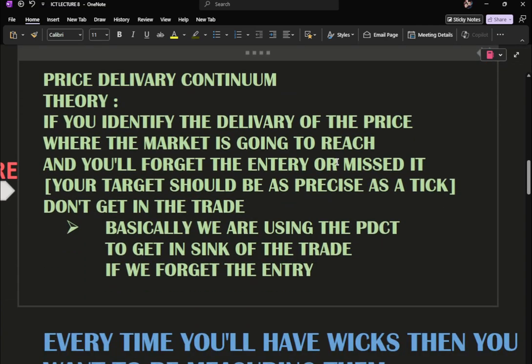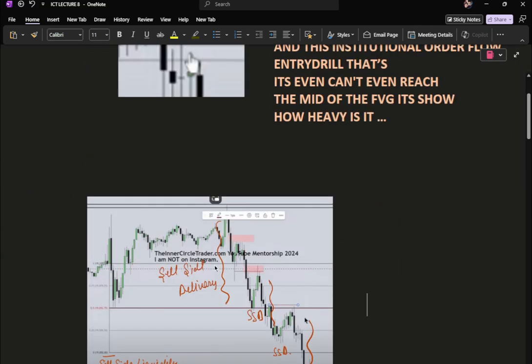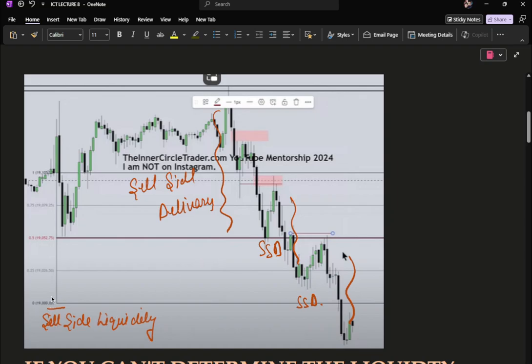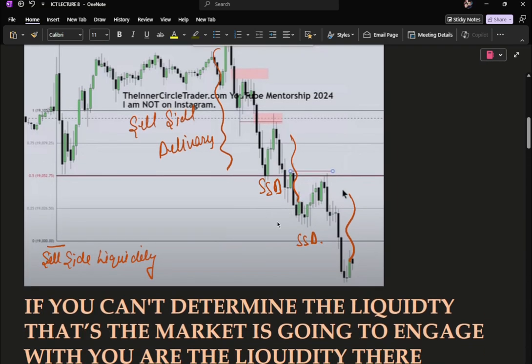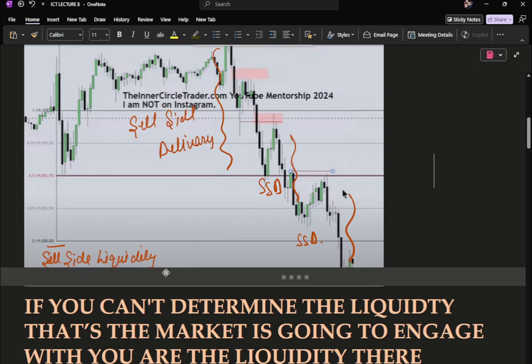If you identify the delivery of the price where the market is going to reach and you forget the entry or miss it, the target should be as precise as a tick. Don't get in the trade. Basically, we are using the PDCT to get in sync with the trade if you forget the entry. So if you don't know exactly where the algorithm is trying to go, just don't do that. But if you are very sure that the algorithm is trying to reprice here, then at every bounce back, we can use any institutional order flow entry. It can be an FVG, it can be a mid wick, it can be anything, and just get in sync with the trade, right?